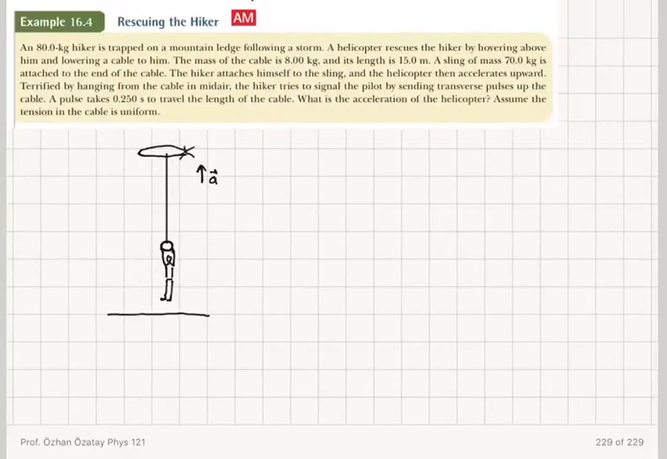Another example we can look at: an 80 kilogram hiker. Okay, so we have a hiker. The mass of the hiker is 80 kilograms. He is trapped on a mountain ledge following a storm. A helicopter rescues the hiker by hovering above him and lowering a cable to him. The mass of the cable is 8 kilograms. The length of the cable is 15 meters.